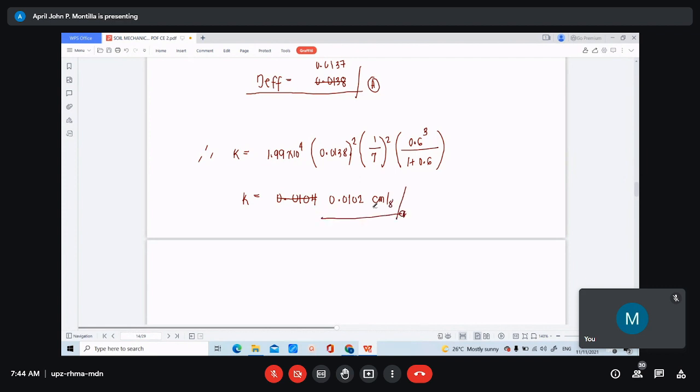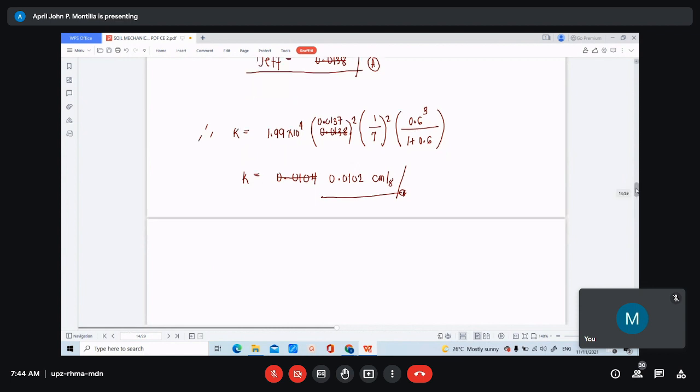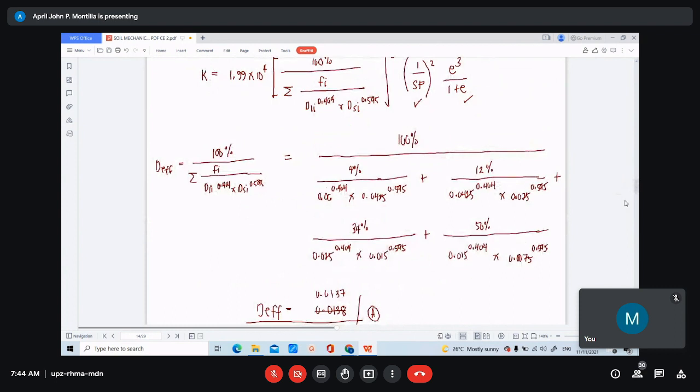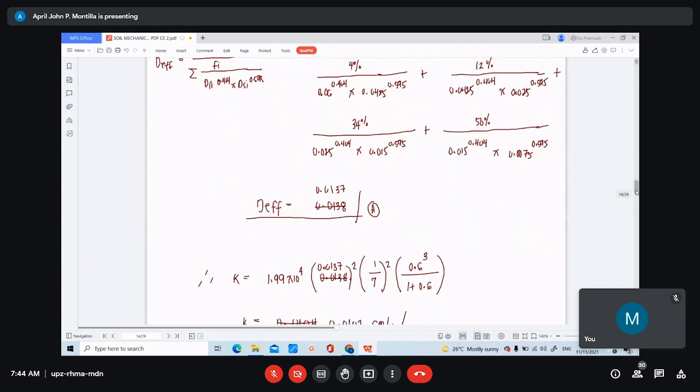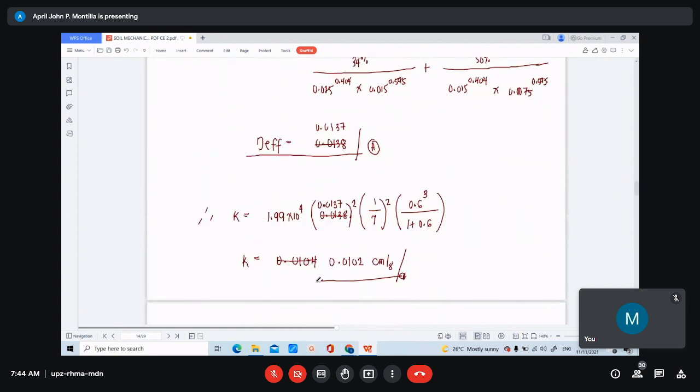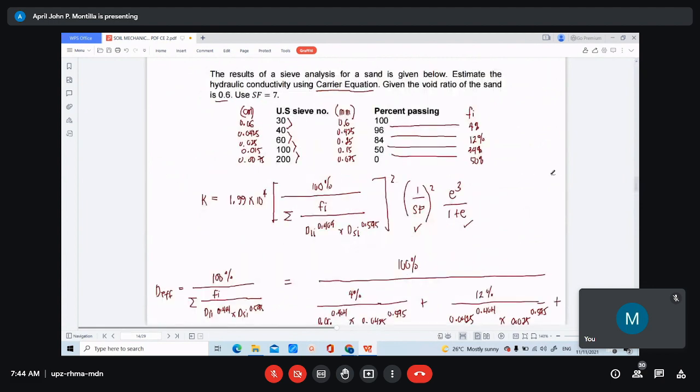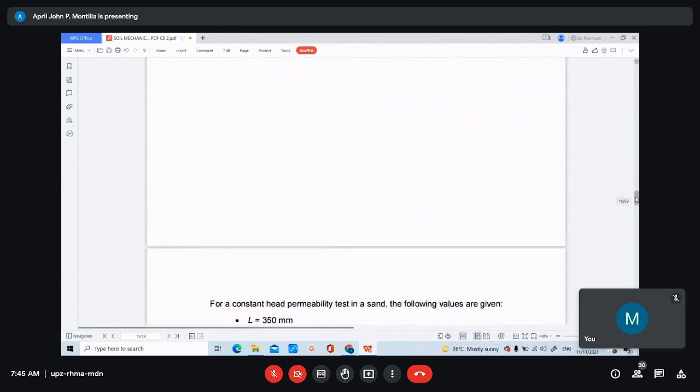And that will be the requirement of this problem. Kindly check your answers. Because when we say 4 decimal places, we may get it wrong. And do not round off in between your solutions. Okay, so that will be the requirement of this problem. So, let's have another one.